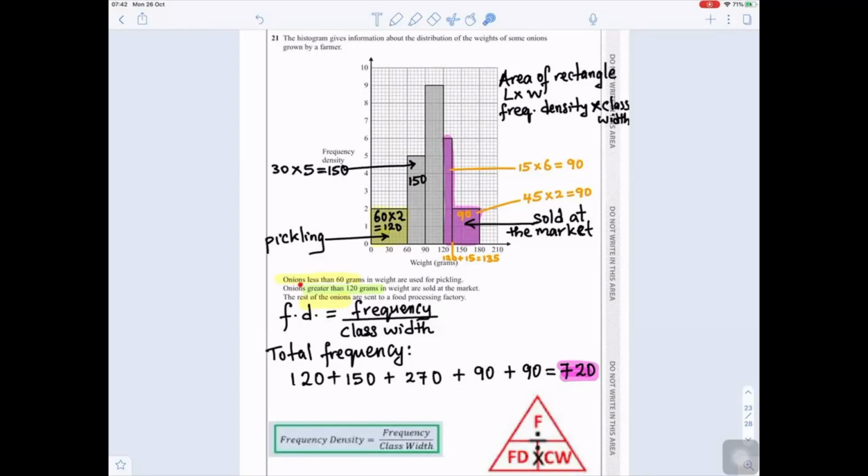So it says onions less than 60 grams are used for pickling. So for pickling, can you see 60 times 2, 120, these sections are for pickling? And the rest of the onions greater than 120, these ones, are sold at the market.